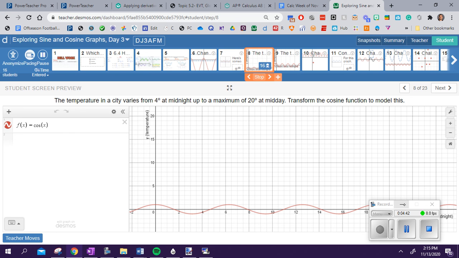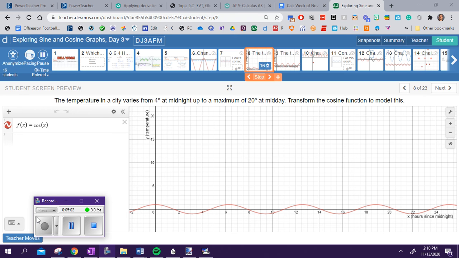Okay? Notice that my scale down here is hours after midnight. Okay? How many times do you reach a high temperature during a 24-hour day? Once, not 47 times. One time. Okay? Use your brain. Work with your neighbor. Try to start piecing that together. We'll talk about it here in a couple minutes.